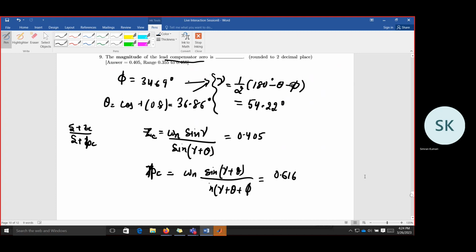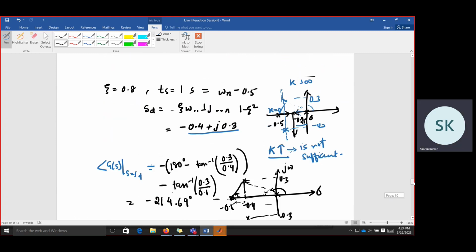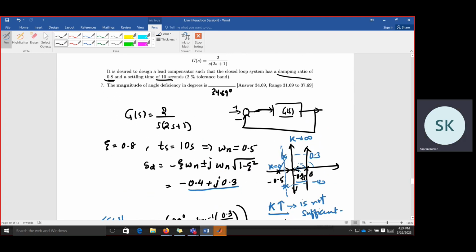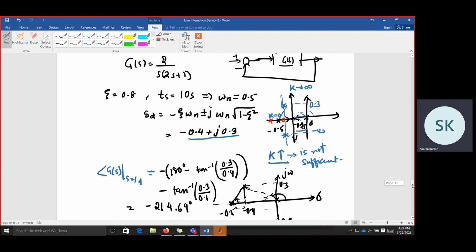So this zc and pc we have found out, which is 0.405 and 0.616. So what was the system? There are two poles. There will be one zero here, and this will be approximately at this point, and there will be a pole at this point. So these are added. Now this root locus will change because these poles and zeros are added. So we'll see how this evolves.